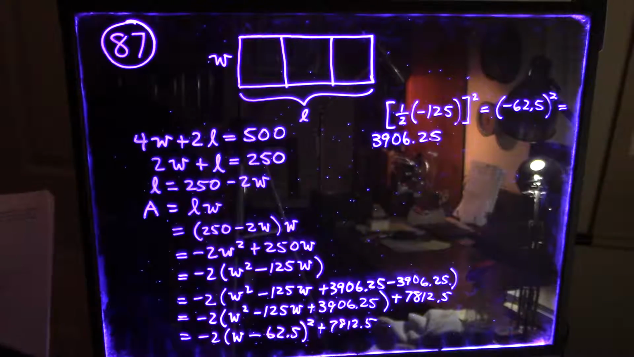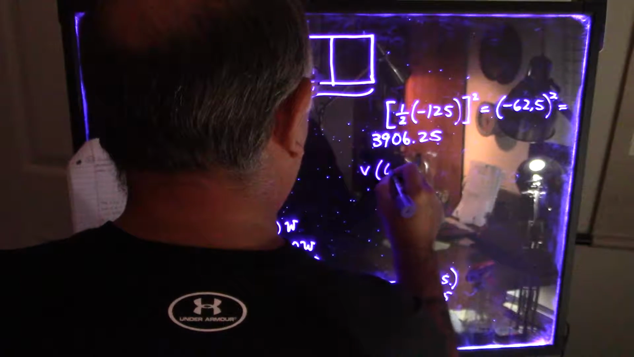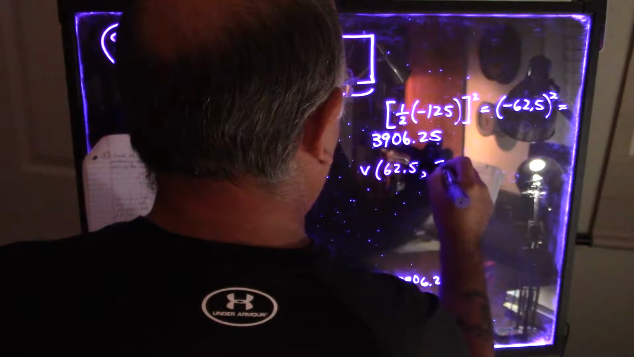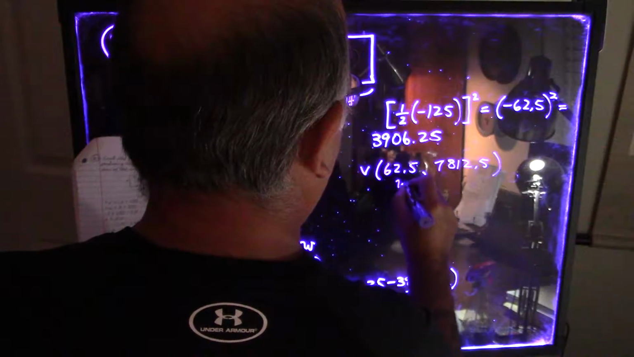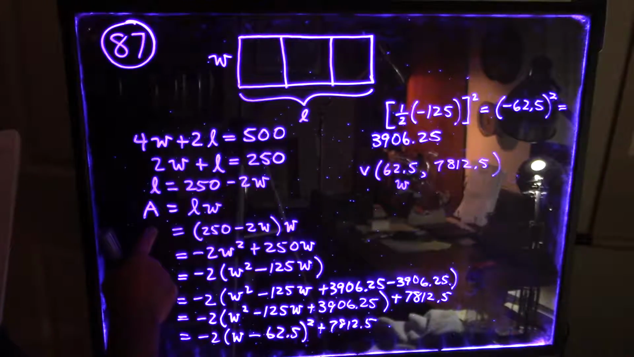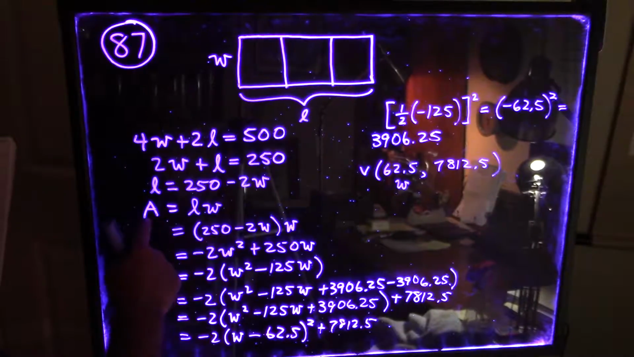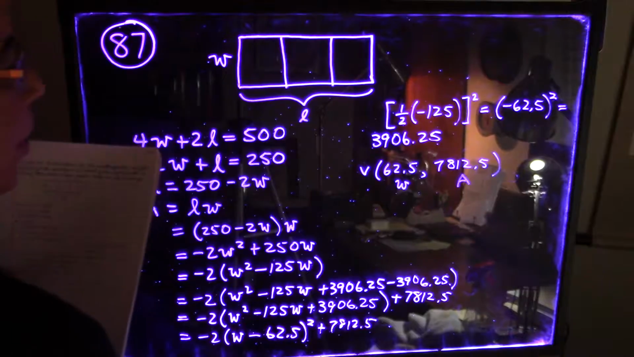So the vertex gives you the maximum value. The vertex, let me write it over here, is 62.5 and 7812.5. The coordinates here represent width because of the W's, and A, think of that as being y. Usually you're working with x's and y's, right? Y equals blah blah blah. Usually that's an x and that's a y. Well, now you've got a W and an A instead. So this number gives you the maximum area.